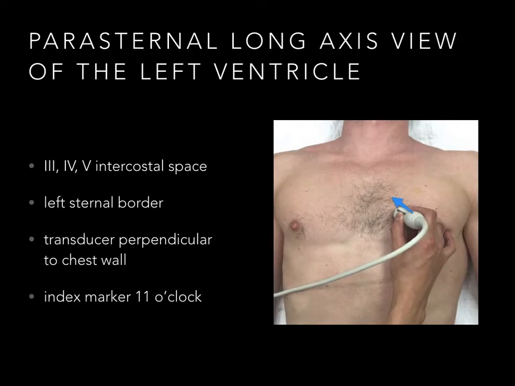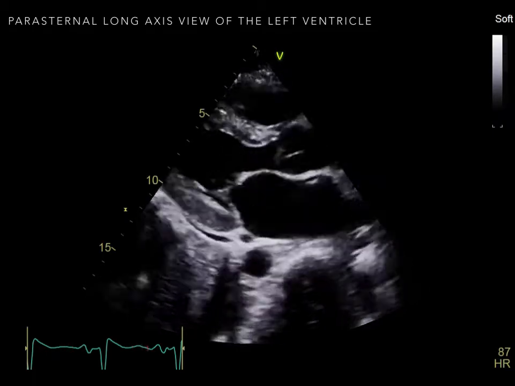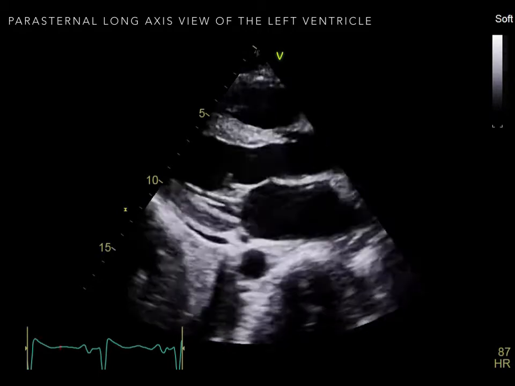We're using the parasternal acoustic window, and the transducer is placed in the third, fourth or fifth intercostal space to the left of the sternum. The transducer is perpendicular to the chest wall. Image index marker is rotated to 11 o'clock. This is the parasternal long axis view of the left ventricle.